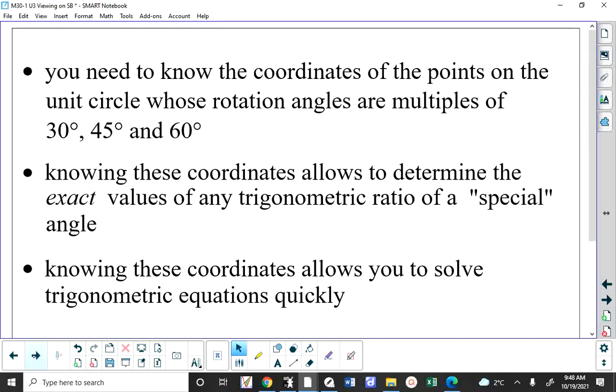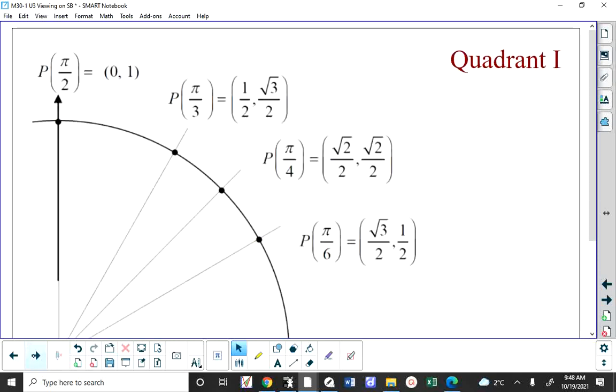If you really know your unit circle, sine is the y-coordinate. If you don't, then you have to find a reference angle, and that's okay. I'm just saying it's going to take you longer. And then identify the two quadrants that the angle is in.